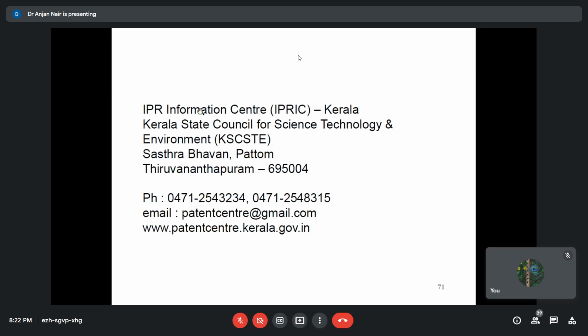You can get all information regarding these things there. They also help in facilitating filing, but they will not do the actual filing. You have to do it on your own, or find a patent attorney. But in the pre-stages they help with patent searching and identifying whether your product is novel. And these are the contact details for that.